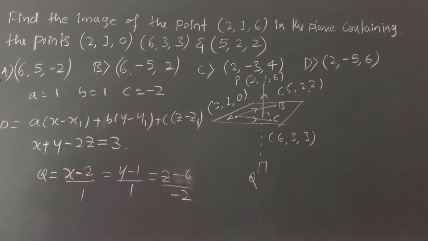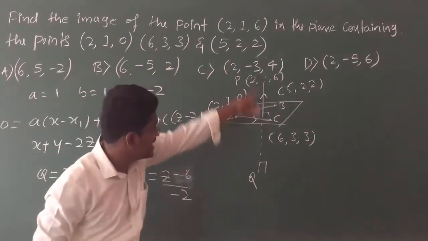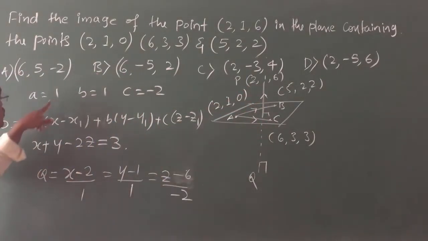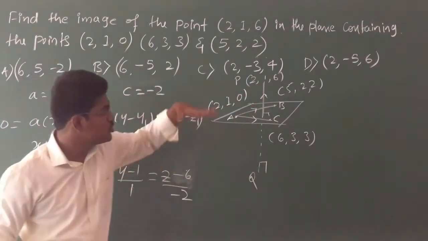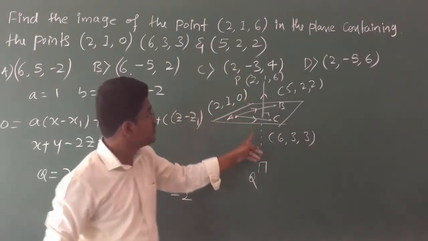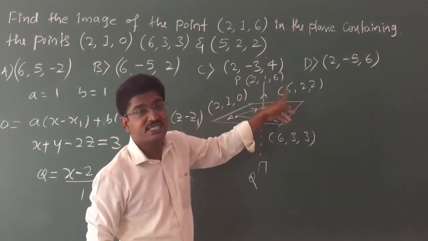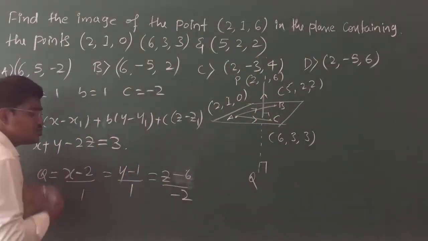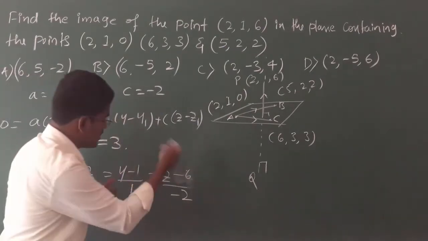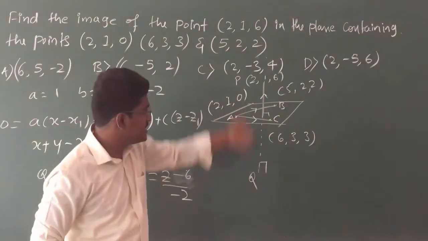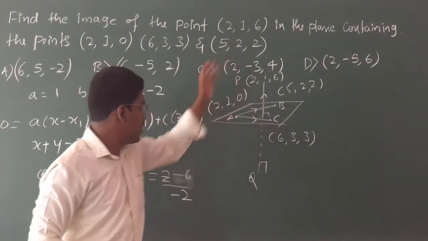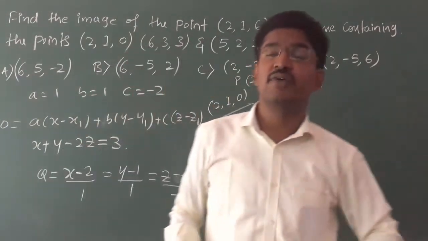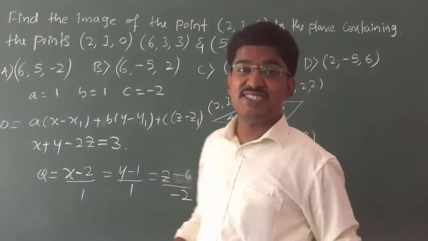Clear? So this is the equation of the line passing through the point 2, 1, 6, having the direction ratios 1, 1, minus 2. These direction ratios come from the normal vector. This normal vector is passing through 2, 1, 6. So using this vector, I am deriving the equation of the line: x minus 2 by 1, y minus 1 by 1, z minus 6 by minus 2. That is the line passing through this plane, and now I am solving the equation of the line. So now I got the equation of the line, that is x minus 2 by 1, y minus 1 by 1, z minus 6 by minus 2.